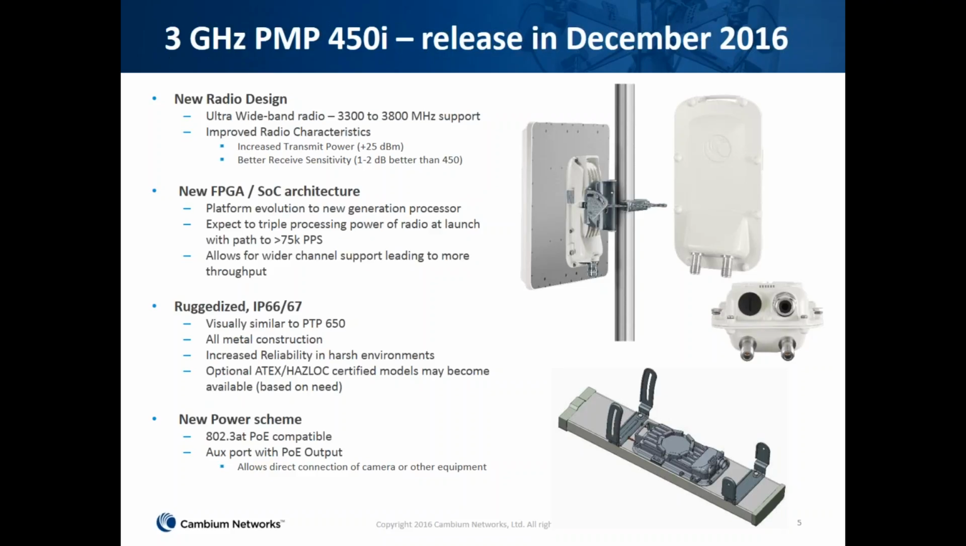Again, the change from the 450 is that this is 802.3at power scheme, meaning it's a 56 volt device, and it does have that aux port capability on it as well. We have launched not only the connectorized version, but an integrated subscriber model, as well as an integrated sector antenna. So Cambium has designed our own sector antenna that's attached to the radio, similar to the 5 gigahertz version, in 3 gigahertz as well. So that's out now.